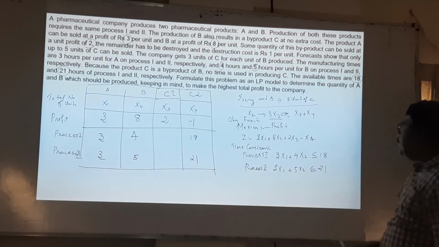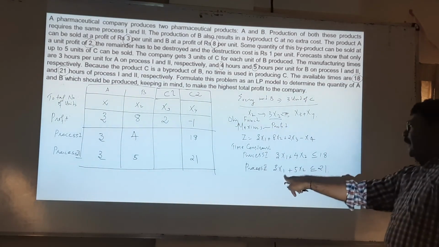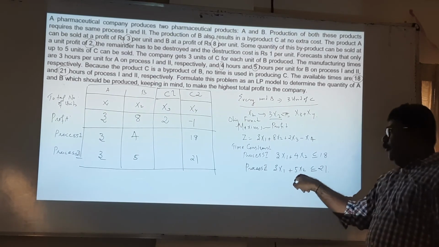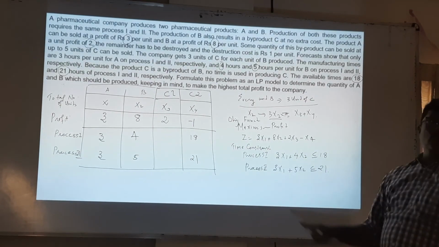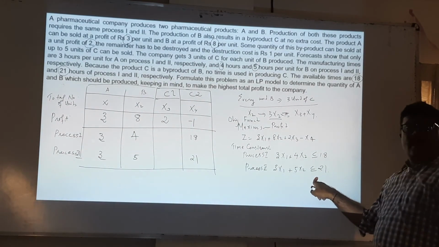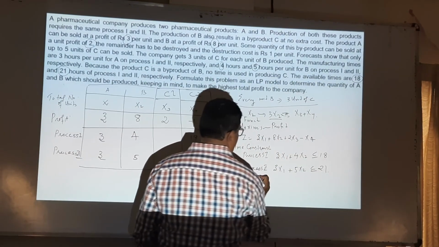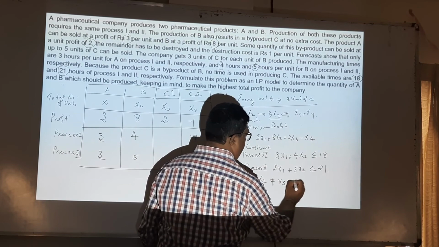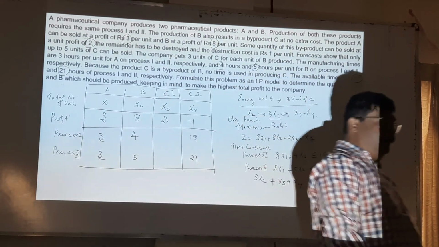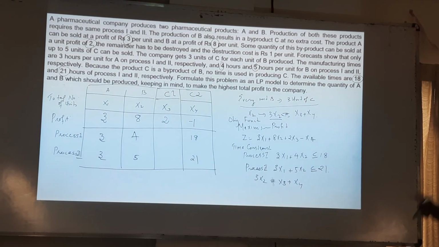This is another constraint. 3 hours for 1 unit of A, so for x1 units, 3 into x1. 5 hours for 1 unit of B, so for x2, 5 into x2. And the total maximum available time is 21. Another condition is this one: 3x2 is equal to x3 plus x4. Why? For every unit of B manufactured, there will be 3 times that of C. So that condition is here, it has been explained.